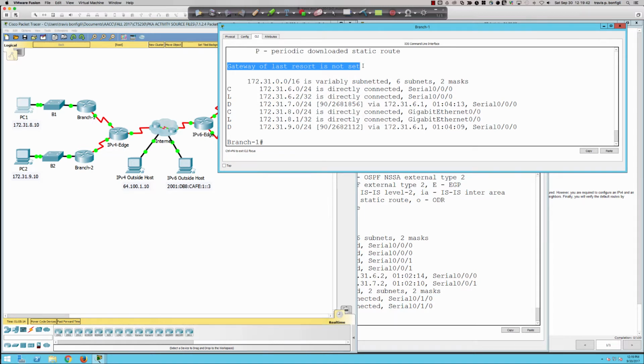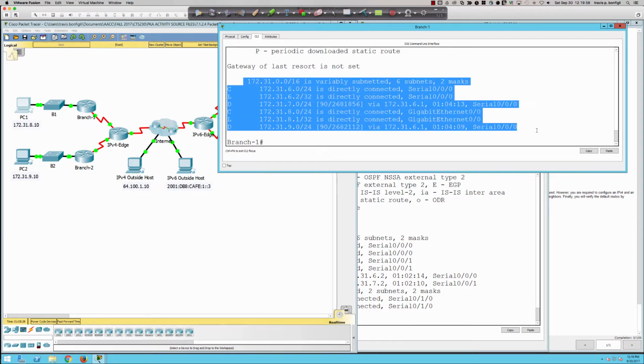In other words, branch 1, unlike PC1, branch 1 router doesn't have a safety net. He doesn't have an outlet or a path or instructions as to where to send packets for which he does not have more specific information or an entry in his RIB.